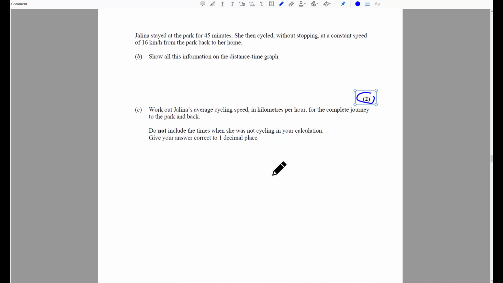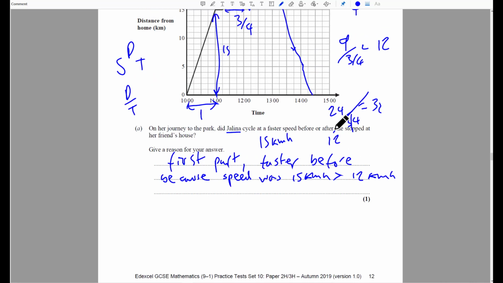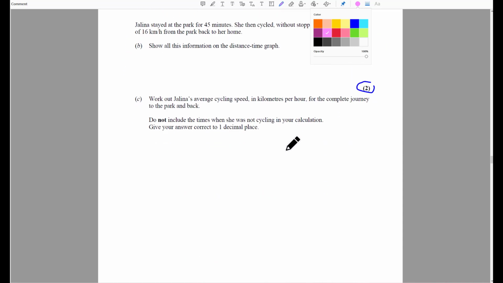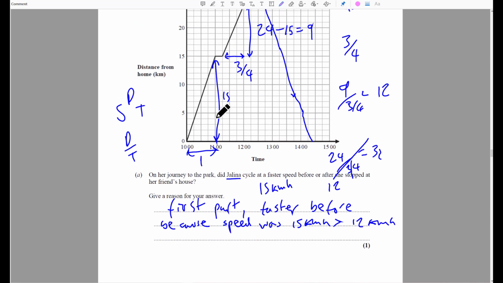Do not include the times when she was not cycling in your calculations. Right, so we've got to look at the graph again. I'm going to change colour to pink. Sorry, I'm going to read the question again. Or the complete journey to the park and back. Right.